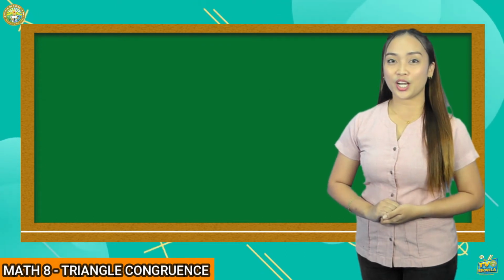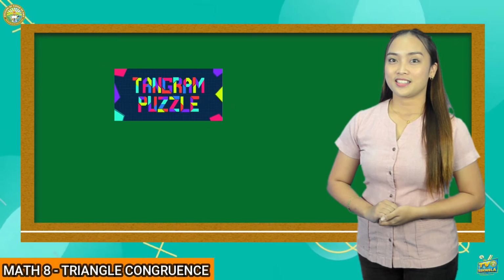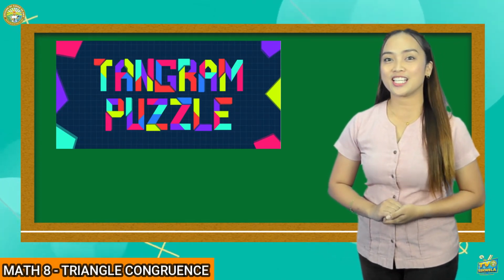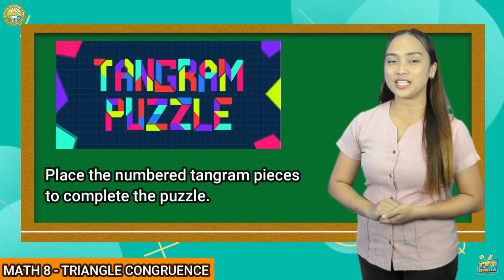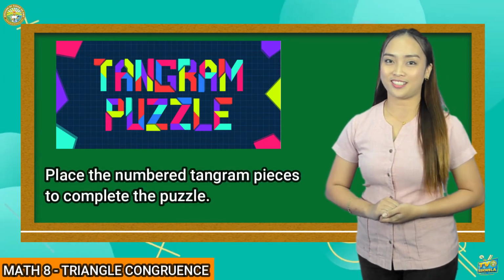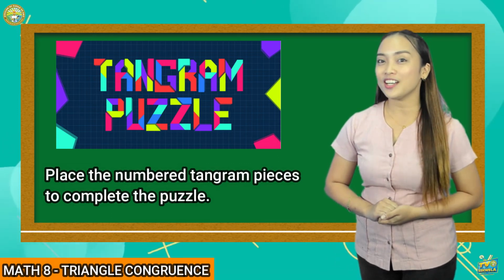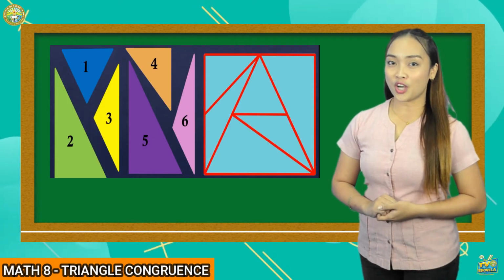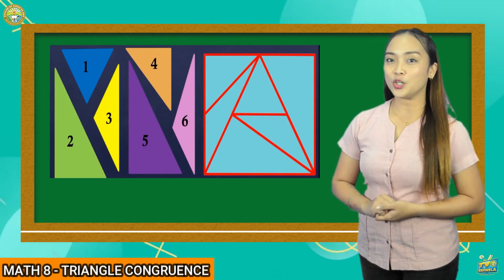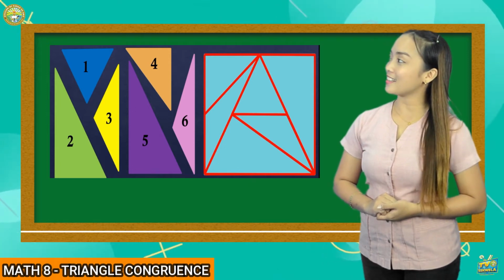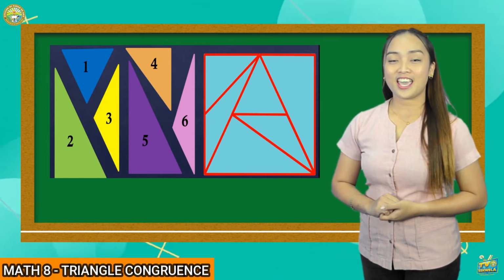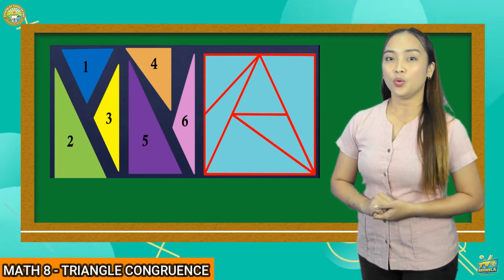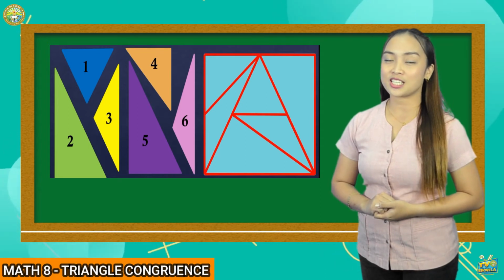Let's try our third activity, tangram puzzle. All you need to do is to place the numbered tangram pieces to complete the puzzle. Make sure that it will not overlap. You can draw the puzzle board in your notebook, the square one on the screen, and just put labels or the corresponding numbers which you think will fit on the puzzle.